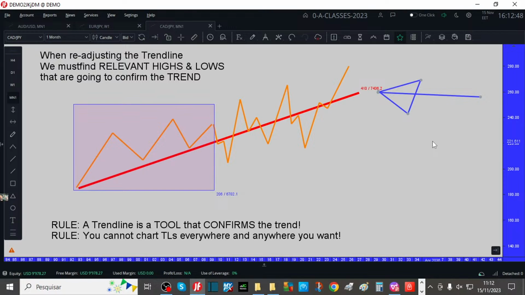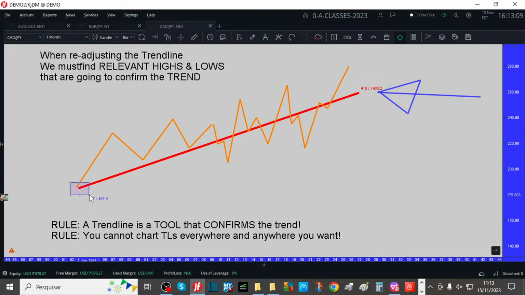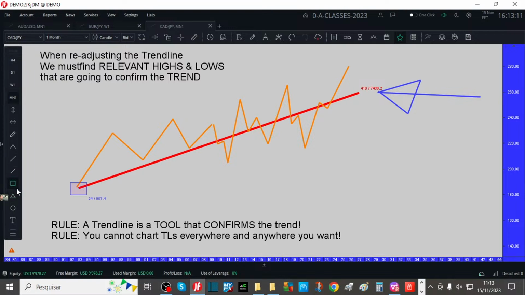Which one is going to be? Everybody. Shola says no, it does not. So I need to readjust now the trend line, and therefore I need to find relevant highs and lows. What does this mean? I need to understand that the market was in here, but now the market is up in here. All right?